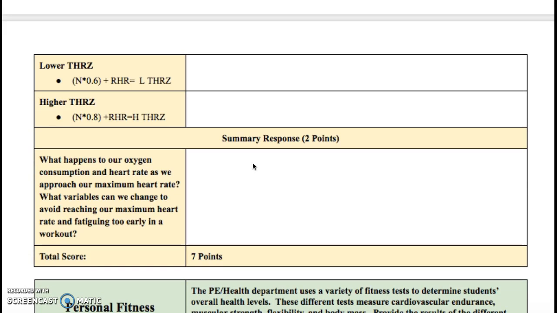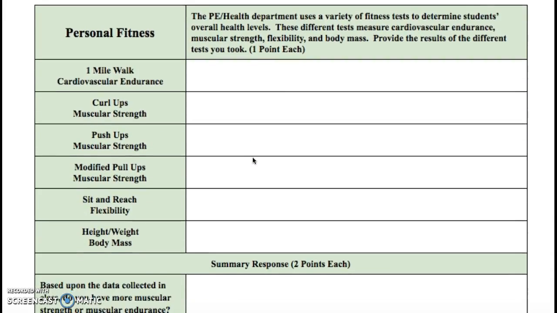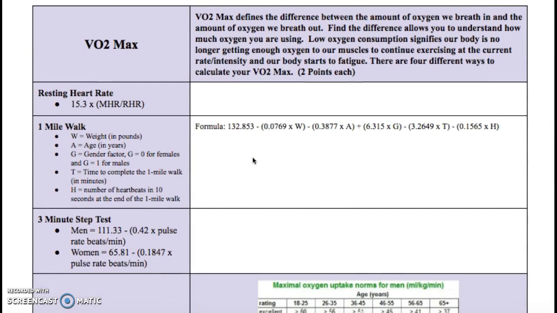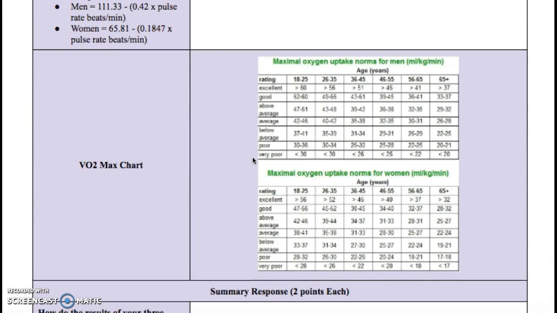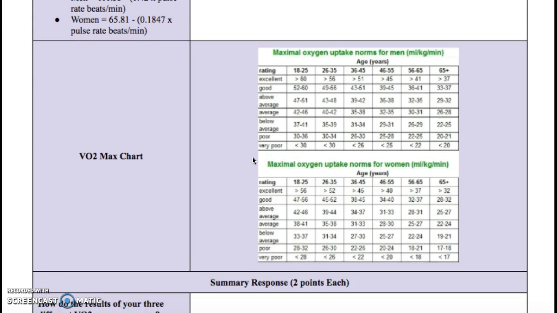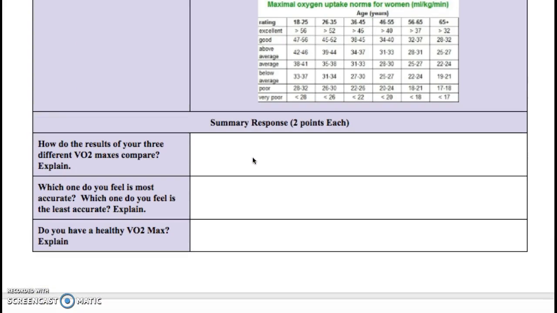What happens to our oxygen consumption and heart rate as we approach our maximum heart rate? What variables can we change to avoid reaching our maximum heart rate and fatiguing too early in the workout? We're going to skip that section. That's going to come at a later date. But then there's this section on VO2 max. It wants to know what your VO2 max is for each of the 3 tests. There's also a picture for you to see where your VO2 max falls and if you are healthy or not. Take a minute to look at that once you're done. Then there's a couple questions you need to answer regarding the results of your VO2 max.